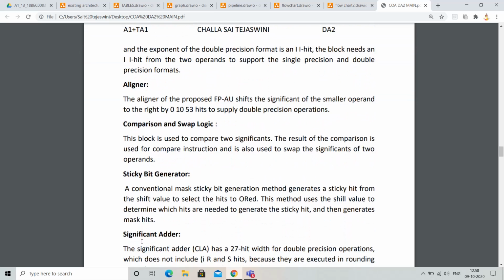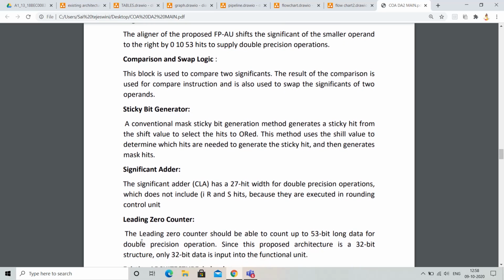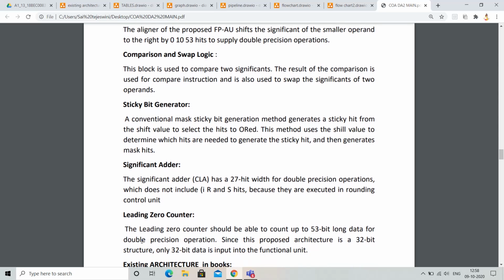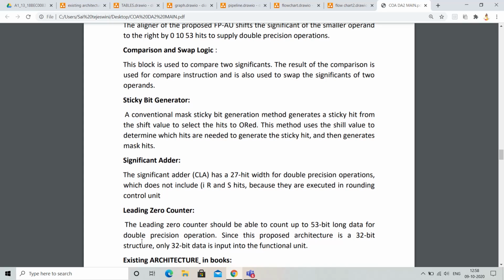Aligner. The aligner of the proposed floating point arithmetic unit shifts the significand of the smaller operand to the right by 0, 10, 53 bits to support double precision operands. Comparison and swap logic. This block is used to compare two significands. The result of comparison is used for the compare instruction and is also used to swap the significands of two operands.